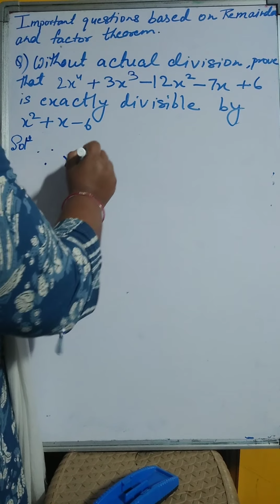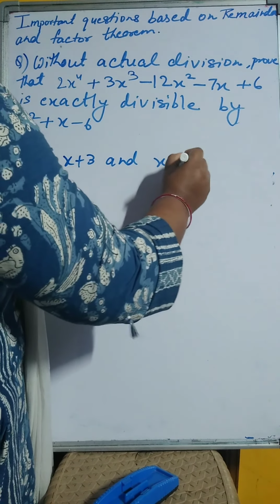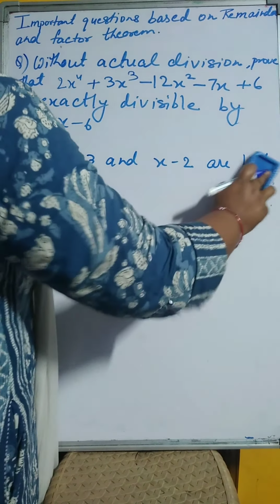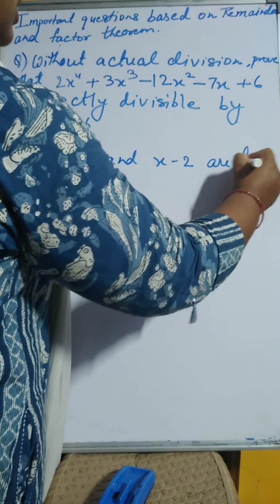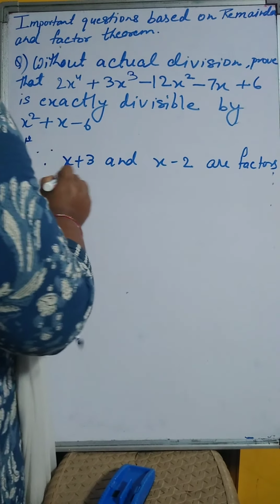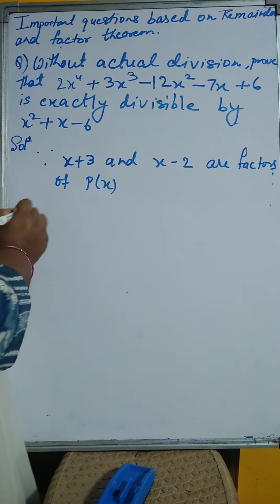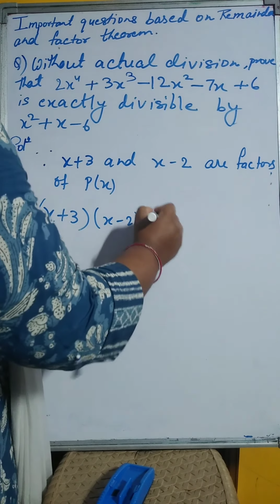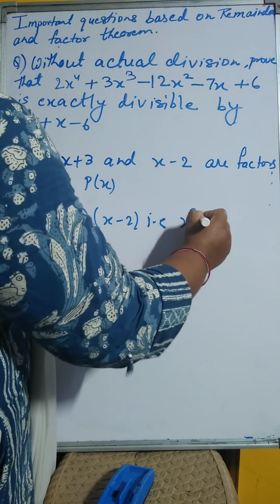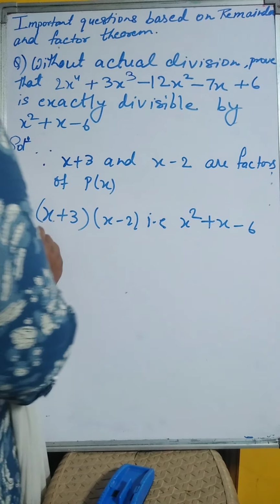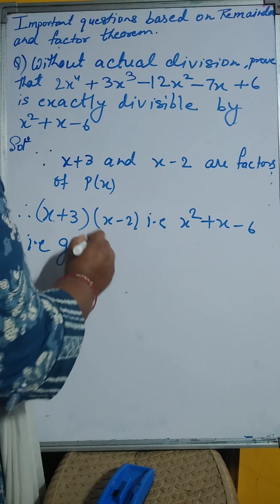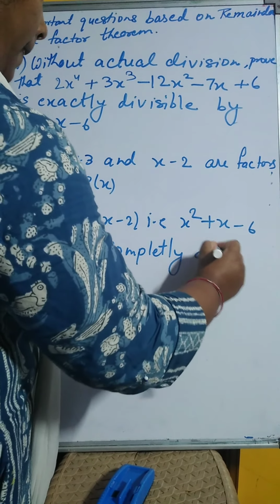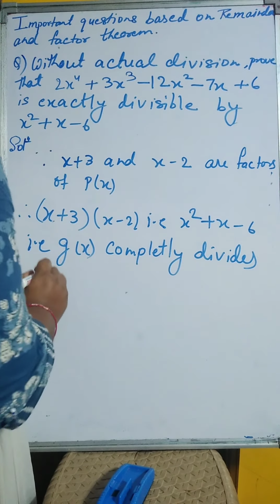Since x + 3 and x - 2 both are factors of p(x), this implies the product of these two, (x + 3) multiplied by (x - 2), that is this polynomial x^2 + x - 6, that is g(x), completely divides p(x).